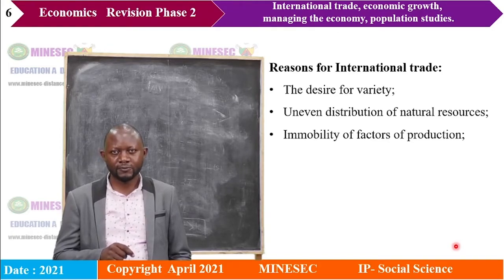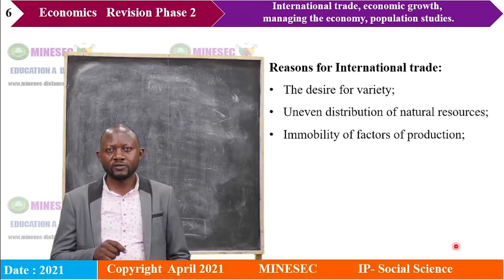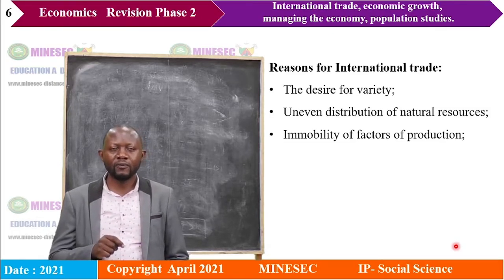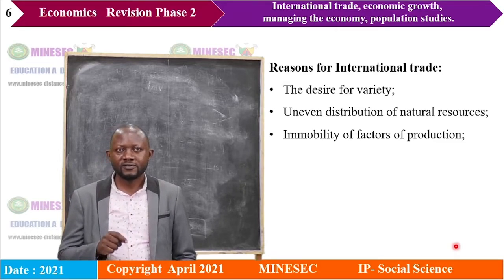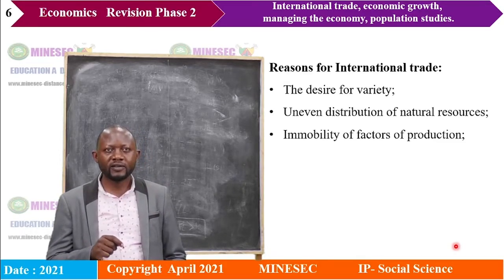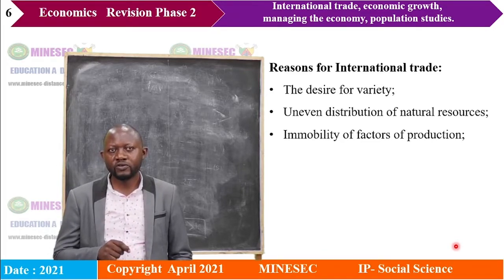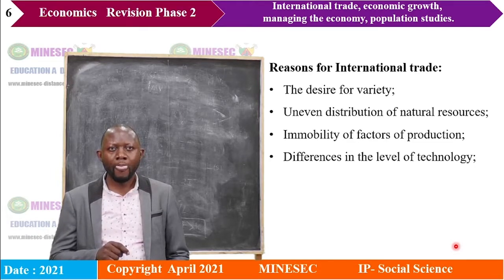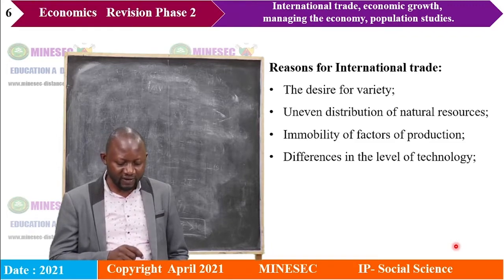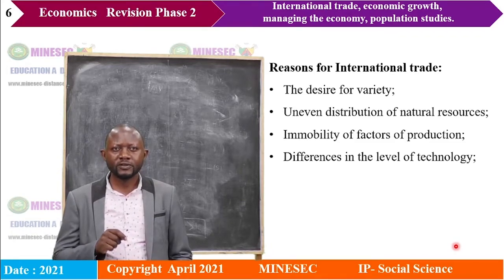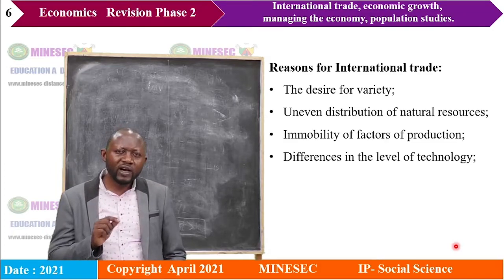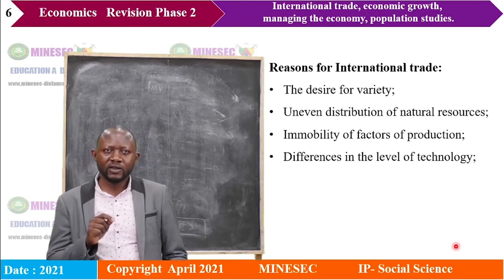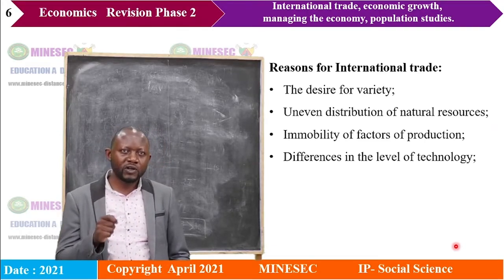Immobility of factors of production. Factors of production are highly immobile internationally, especially land, to a lesser extent, capital and labor. And because of this, that's one of the reasons why countries will have to trade with other countries, because those commodities can only be produced where those factors are found. Differences in the level of technology is another reason. There are some countries that do not have the technology of producing particular commodities, and so they can only consume such commodities if they import from other countries.